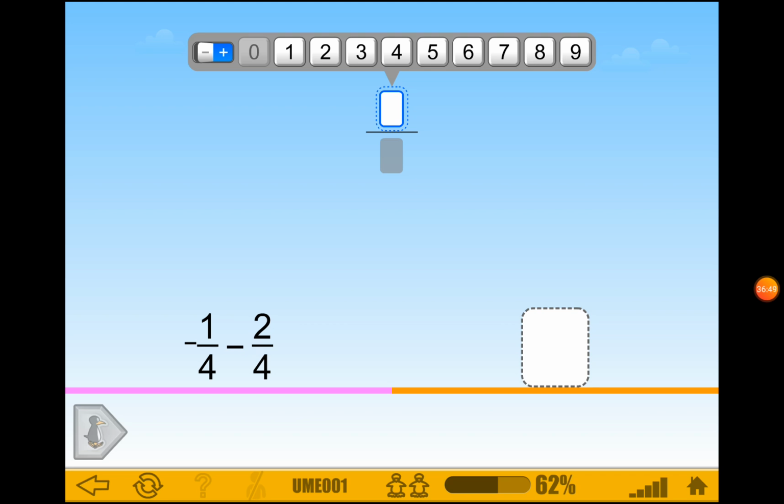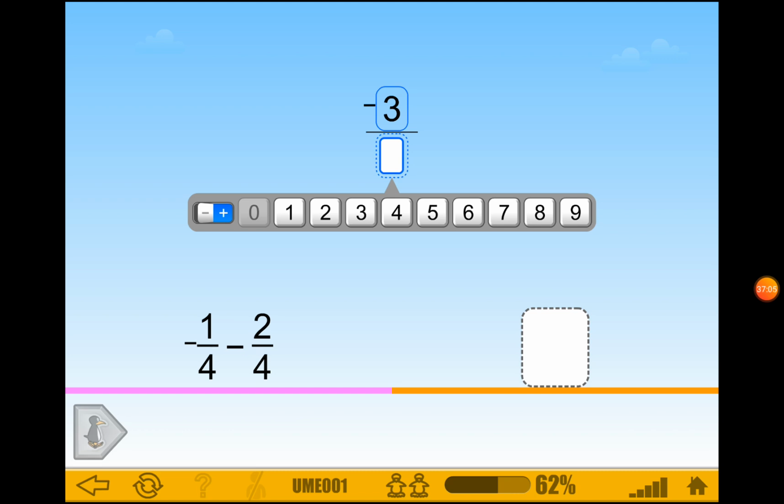So then now we have a different scenario. So negative 1/4 minus 2/4. So negative 1 minus 2 is negative 3, and then the denominator still stays the same. So that would be negative 3 over 4. So then we make the minus sign, negative 3 over 4.